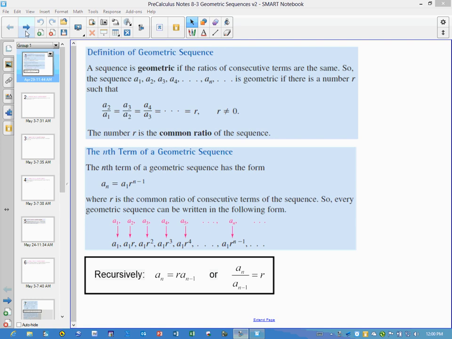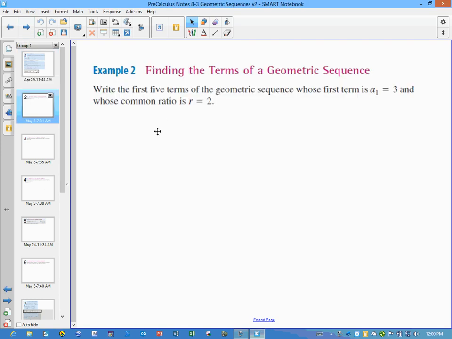Alright, so let's jump into some examples here. First of all, they want us to write the first 5 terms of a geometric sequence. They give us that the first term is 3, and the common ratio is 2. Well then, our solution here is we're going to start with the first term, which is 3, and then keep multiplying by 2. So a sub 1, of course, is going to be 3. That was the first term that was given to us.